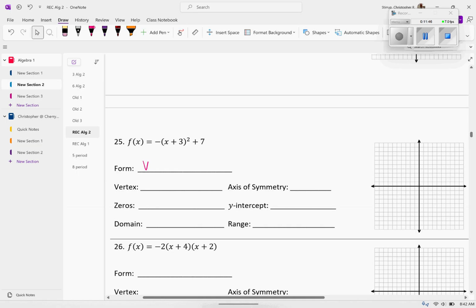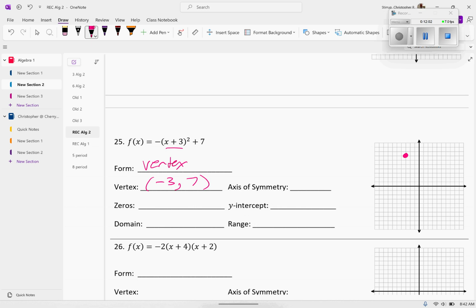This is going to be in vertex form because you just have one set of parentheses. Our vertex is going to be opposite of what's inside, same with what's outside, so negative 3, 7. 1, 2, 3, 1, 2, 3, 4, 5, 6, 7. It's going to open down.